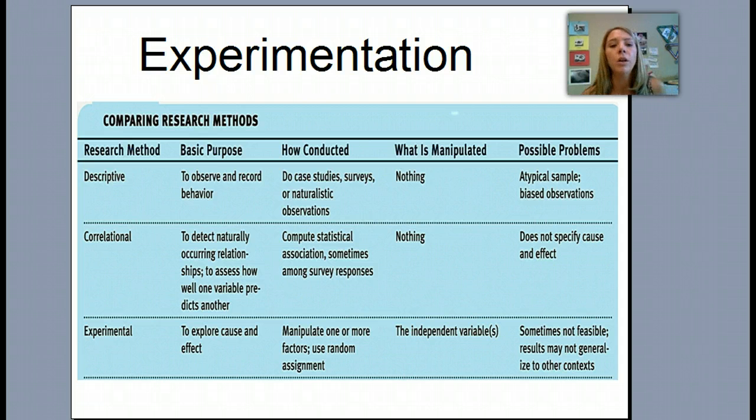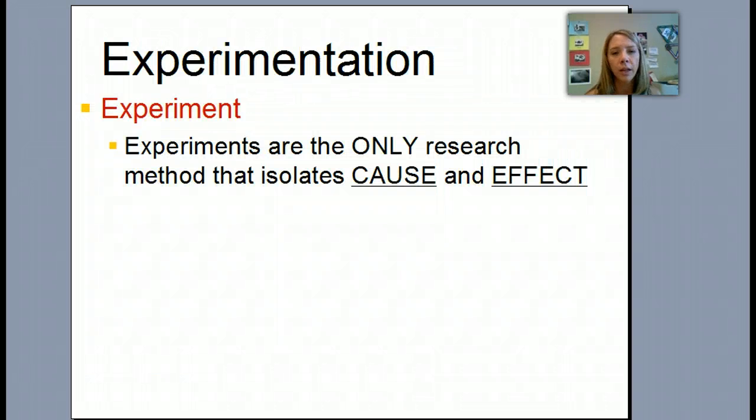So now we're going to go down here and look at our experimental research method and talk a little bit about variables that you may remember from your science classes, but we're going to define them for our psych experiments. All right, so experimentation, its basic purpose is to explore cause and effect. And that's our next slide here. Experiment is really the only research method that isolates cause and effect.